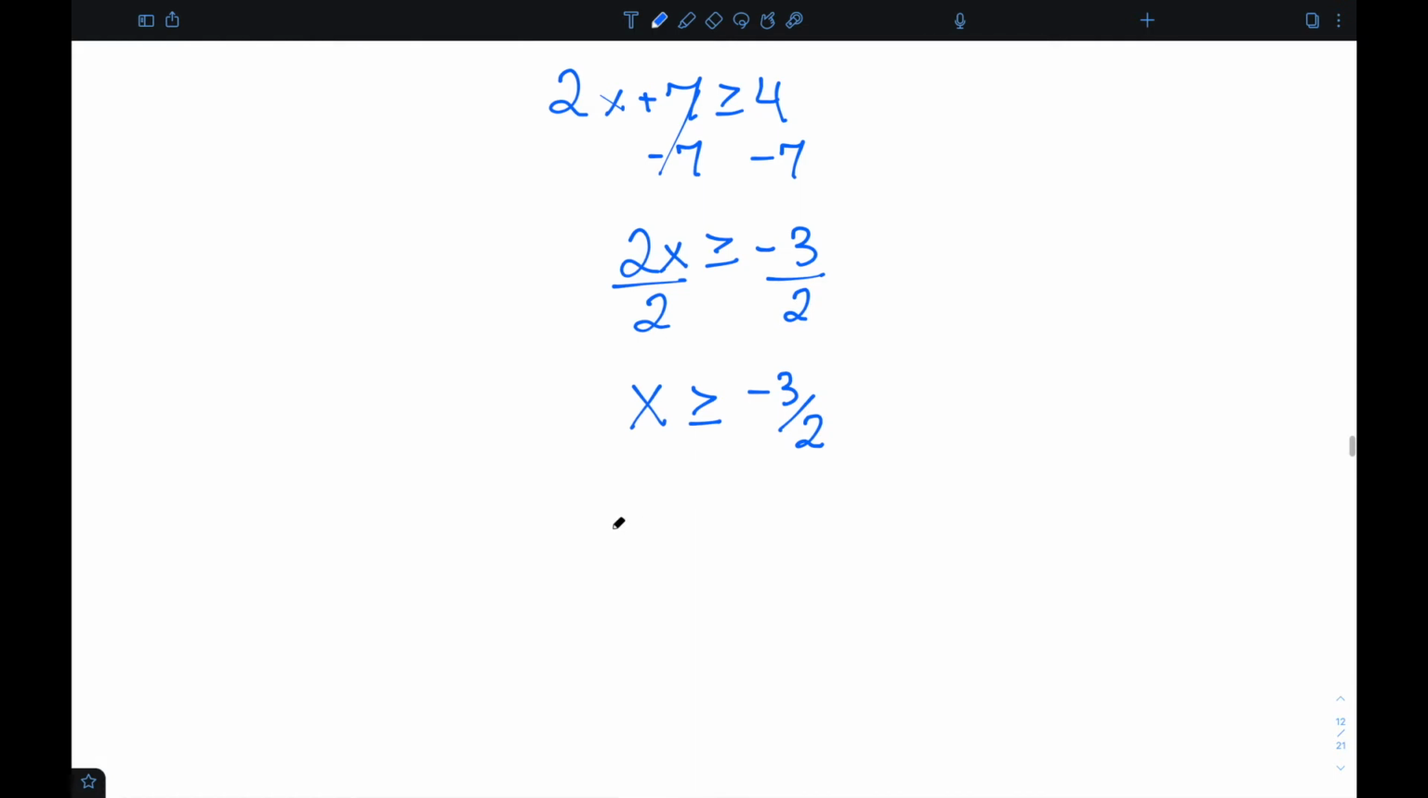We can also write this in interval notation. Negative 3 over 2 is the smallest it can be, and infinity is the biggest. It keeps going. We use a square bracket on negative 3 over 2 to indicate that we are actually including that point.